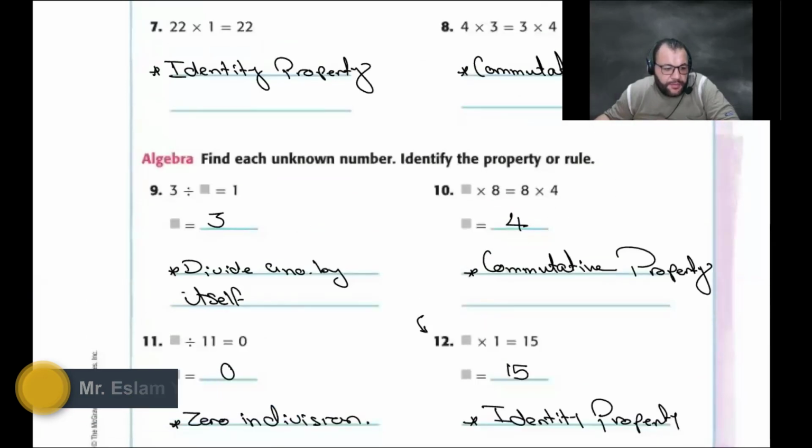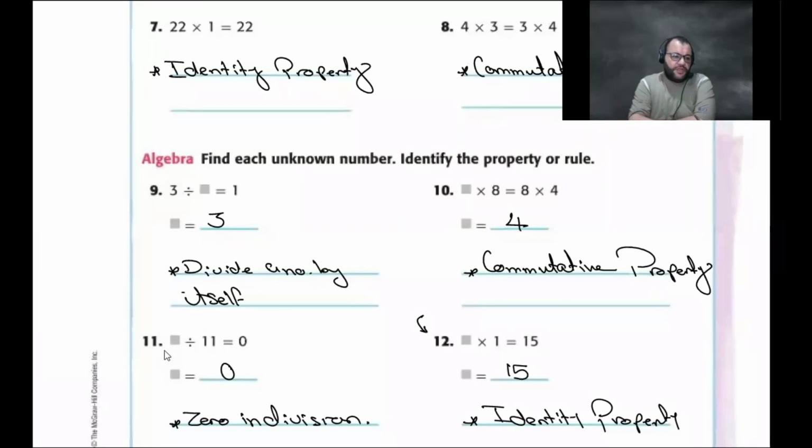So any problem for this one? If you have any problem, please raise your hand. Put all of the hands down, please. If you have any problem, Sammy, what is the problem?